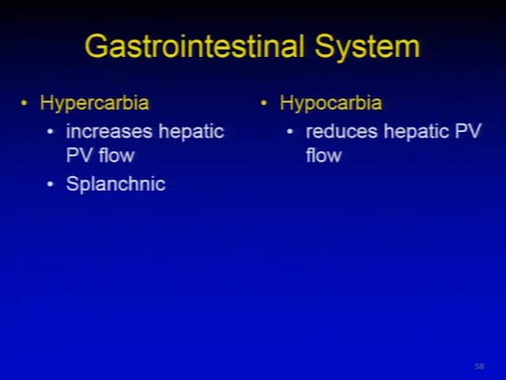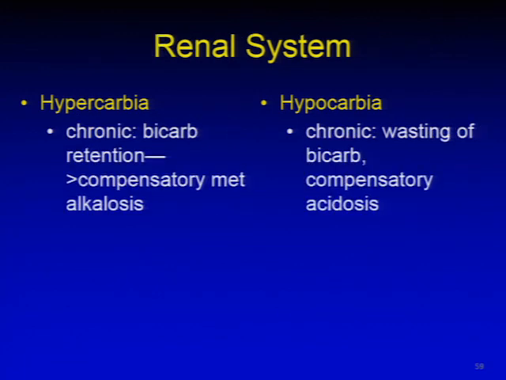And yes, it also has an effect on the gastrointestinal system. Hypercarbia leads essentially to increased hepatic and portal vein flow and splanchnic blood flow, and hypocarbia has the opposite effect. The kidneys are the compensatory organ for the lungs, and so, as you can imagine, hypercarbia causes the kidneys to retain bicarb in order to buffer the acid of hypercarbia. And the opposite occurs with hypocarbia, where the kidneys will eventually, over the course of 48 hours or so, start to waste bicarbonate.